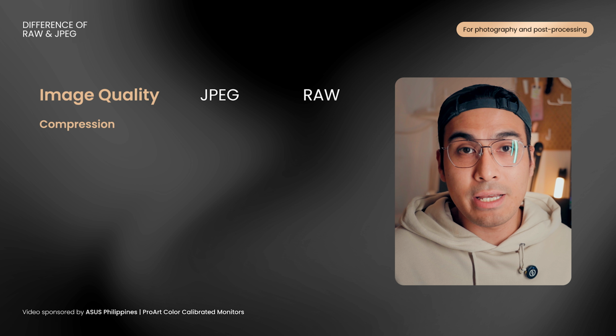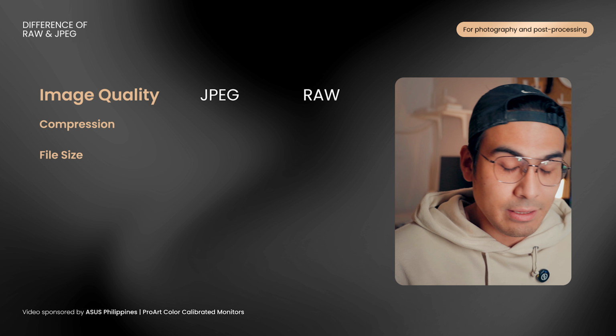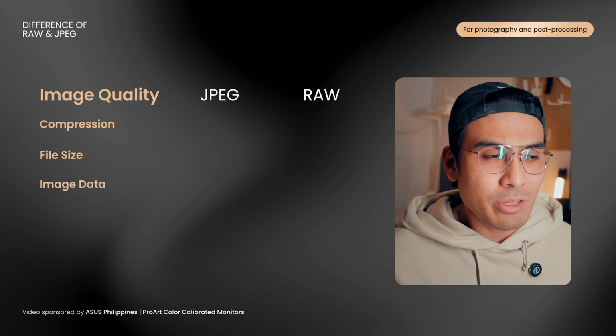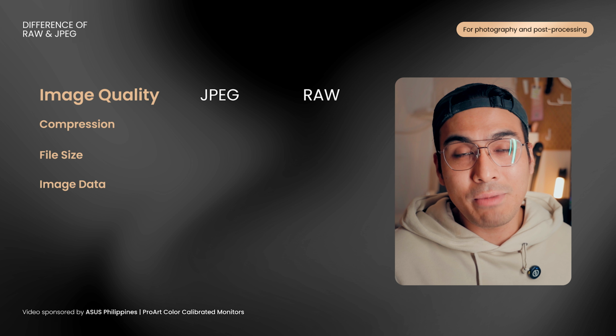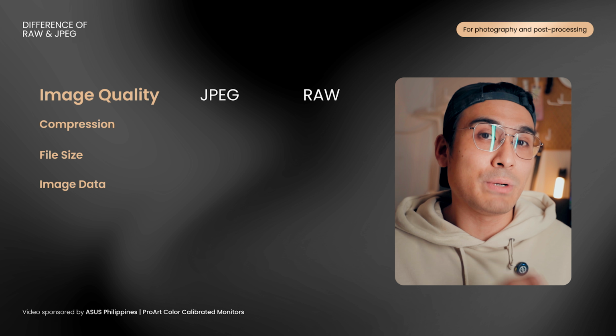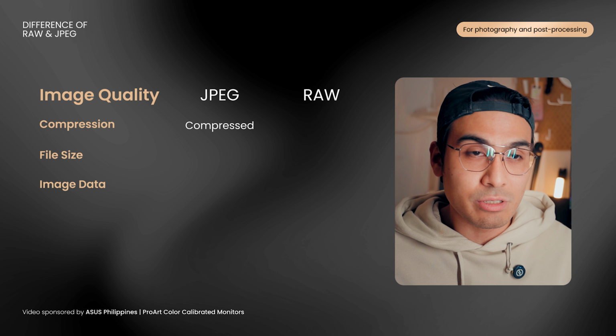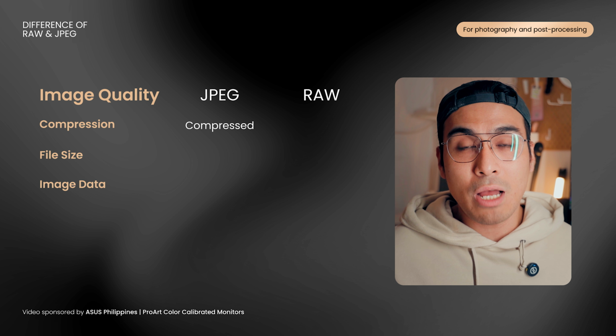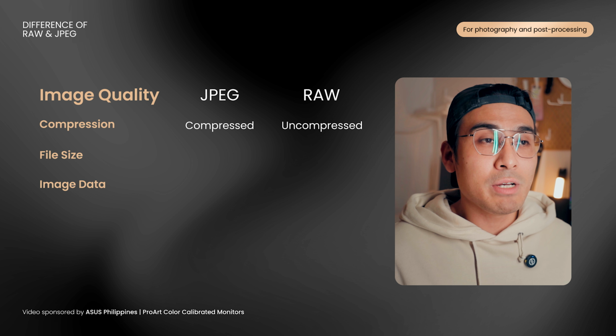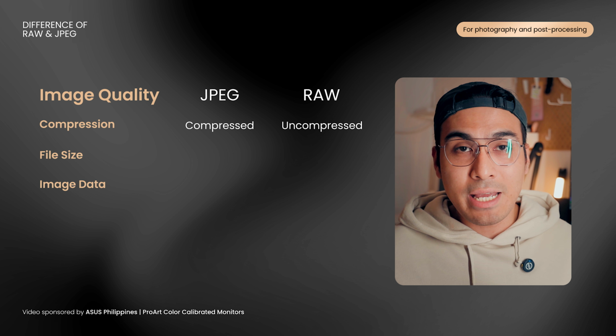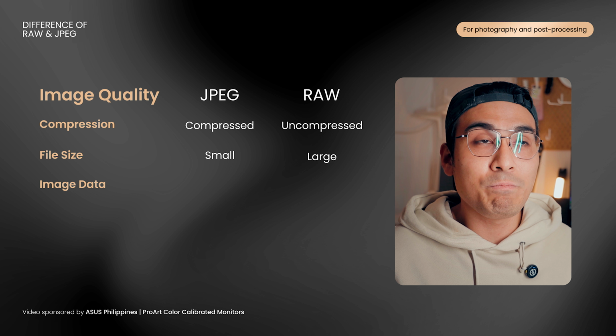Let's now go with some technical differences of JPEG and RAW, which is first is compression, second is file size, and last is data storage. So in terms of compression, nasabi ko na rin naman kanina na ang JPEG is a compressed file versus RAW, which is an uncompressed file, meaning mas marami kang data na meron sa RAW, which leads to the file size na mas malaki talaga yung file size ni RAW compared to JPEG.